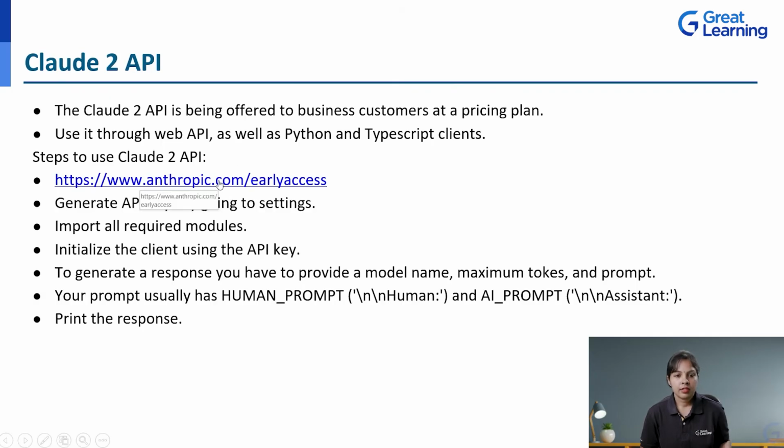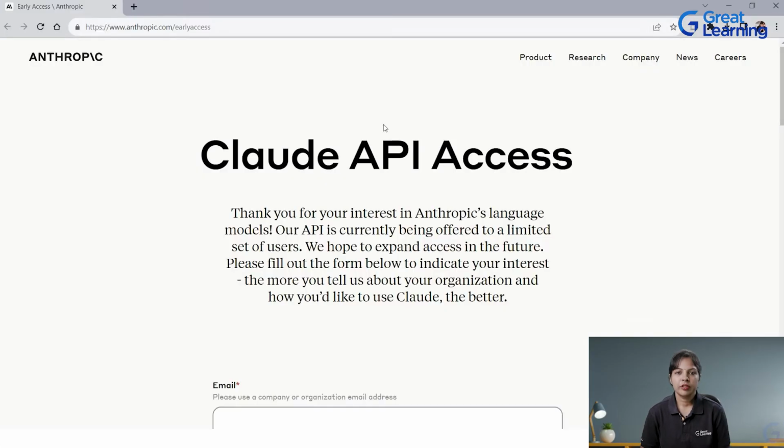This is the link which is provided, right? Once you click on this, you will reach this web URL, that is www.anthropic.com early access. Claude API access. Thank you for your interest in Anthropic's language model. Our API is currently being offered to a limited set of users. We hope to expand access in the future.